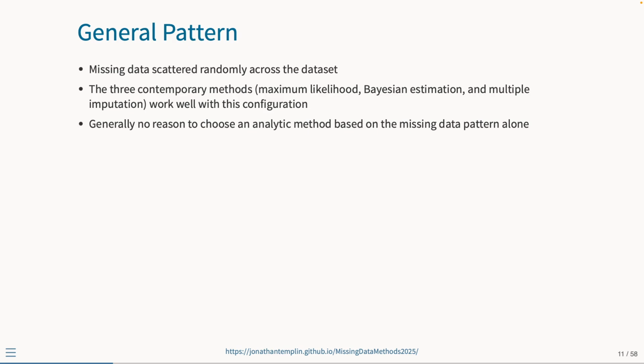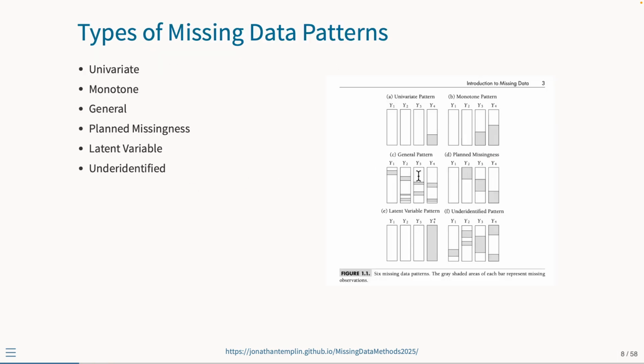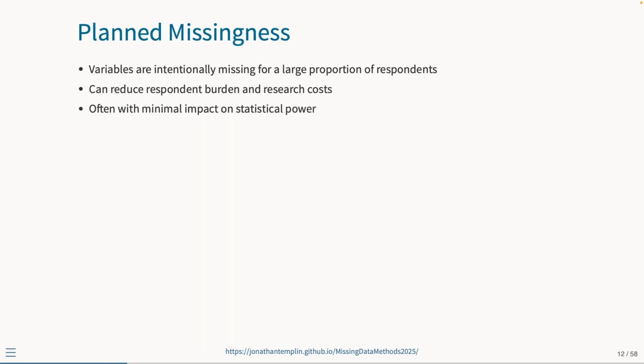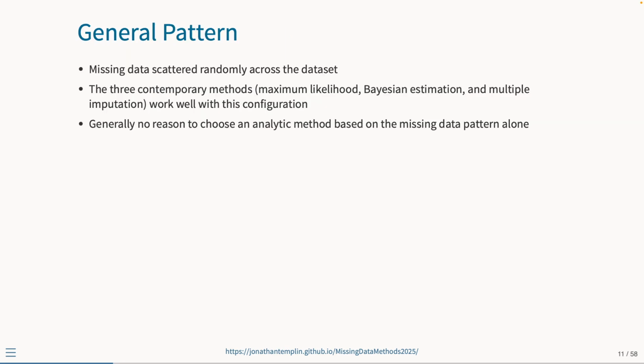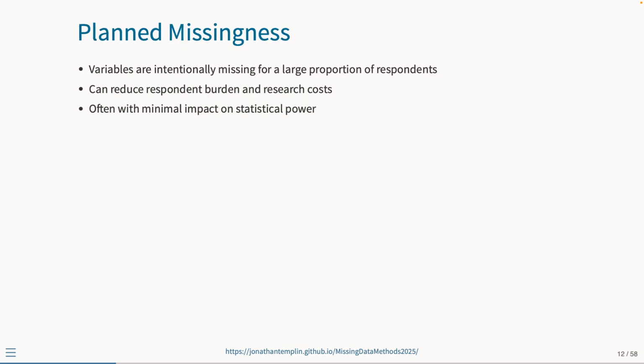The nice thing about the general pattern is, again, maximum likelihood, Bayesian estimation, multiple imputation work well for it most of the time, so long as it's general and not under-identified. But I'll talk about that in just a bit. And then this leads to, there's really no reason to choose one analytic method based on this missing data pattern, right? It's everywhere. And this to me is, at least for my data, the most common type. Planned missingness, I just mentioned before, variables are intentionally missing for a large proportion of respondents.